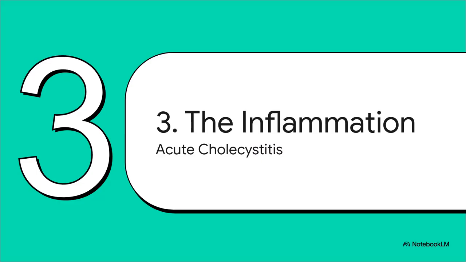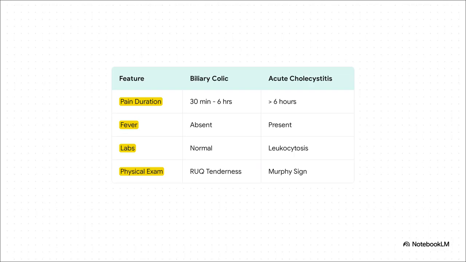But what if that stone doesn't fall back? What if it gets stuck for good? Well, now that pressure keeps building, the gallbladder wall gets swollen and angry, and you've just graduated from simple colic to acute cholecystitis. Now, telling these two apart is an absolutely critical skill.